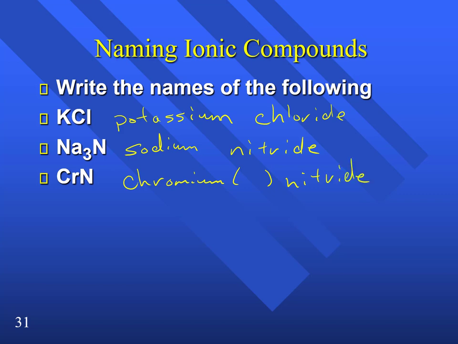Now we have to figure out the Roman numeral. Nitrogen is 3 minus. So in order for this to equal 0, the chromium has to be 3 plus. Okay with that? Following the rules? It's easy because there's no subscripts.